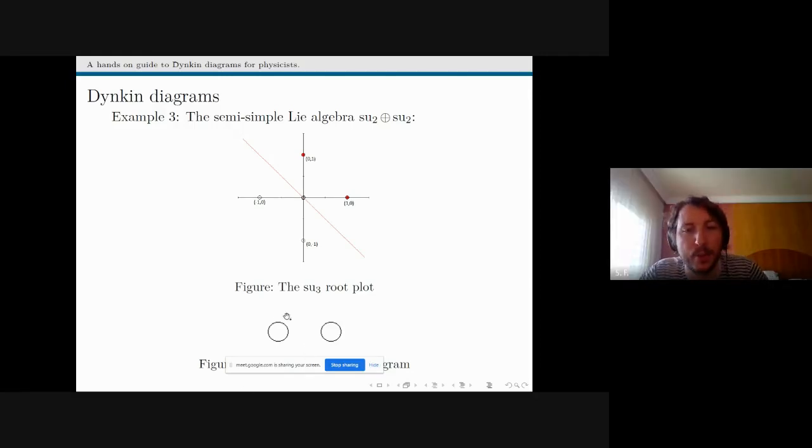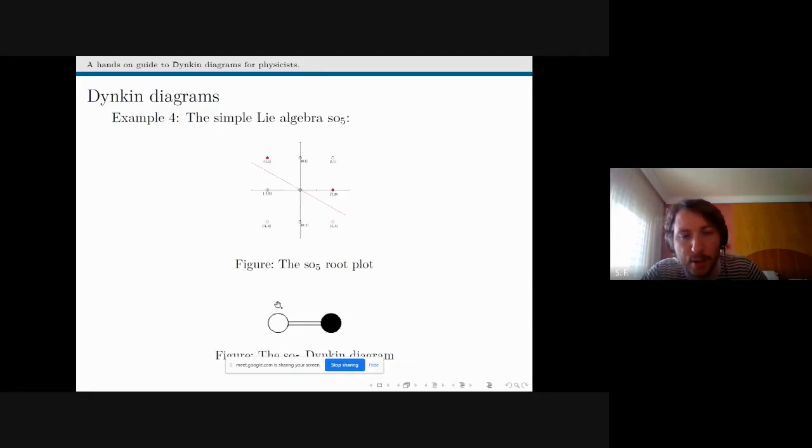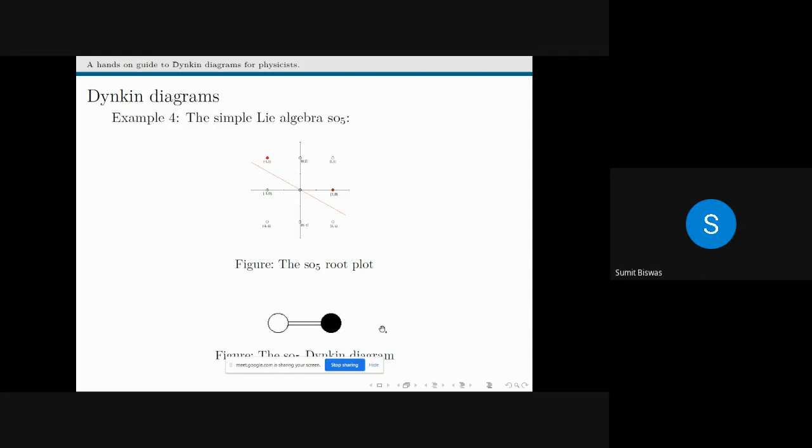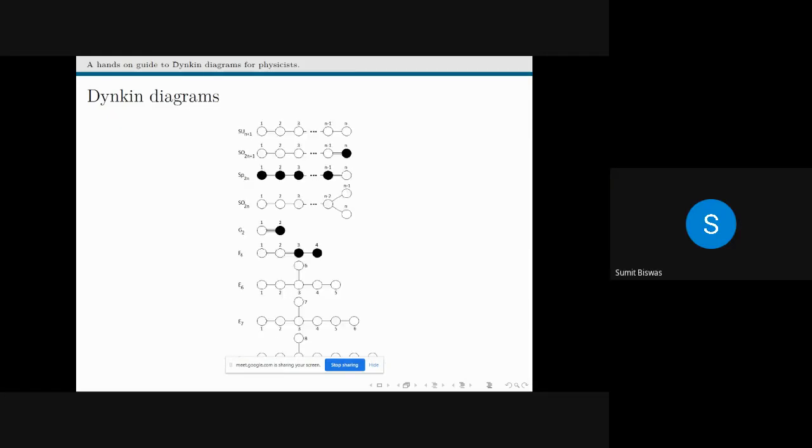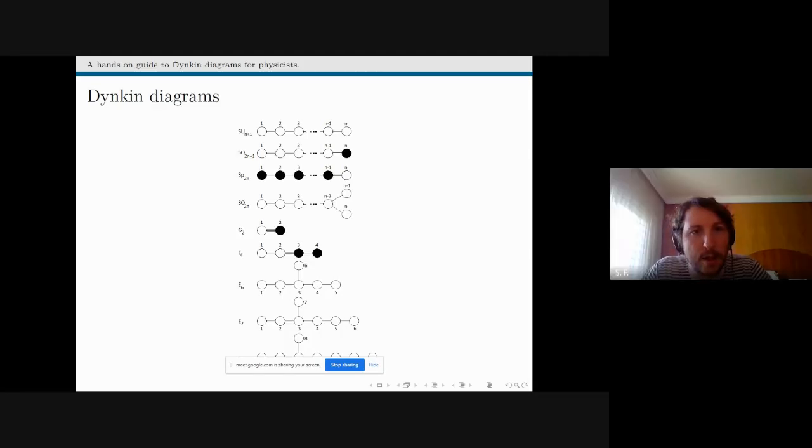Correct. So for example, if we had 1 dot here and then 2 dots connected to each other like this, and then a separate one over here, that would correspond to a semi-simple Lie algebra SU2 plus SO5. Okay. Thank you. No worries.